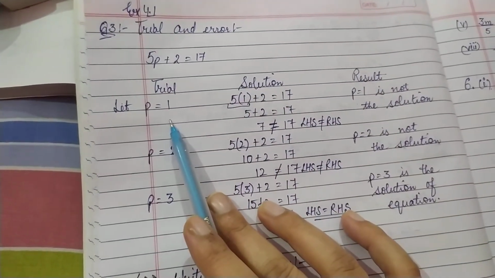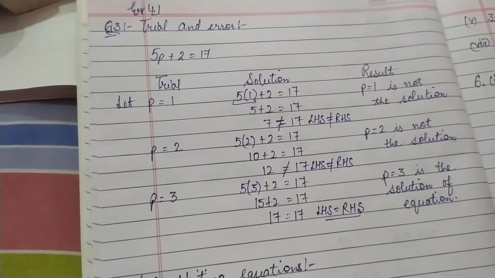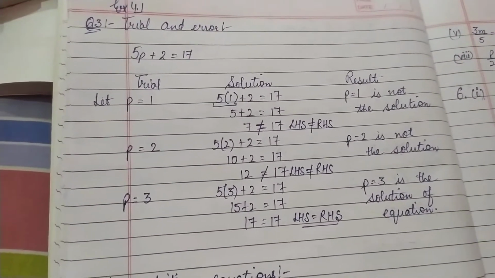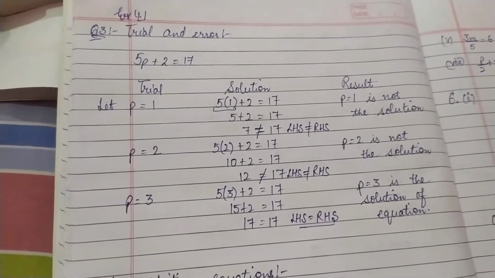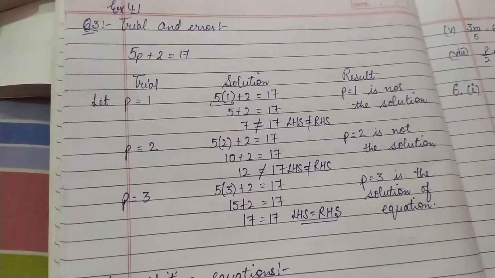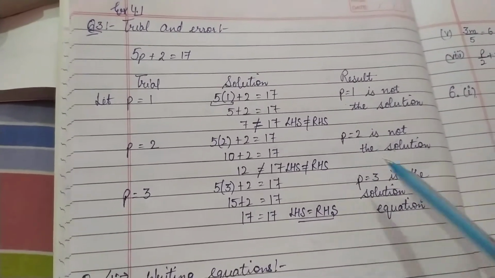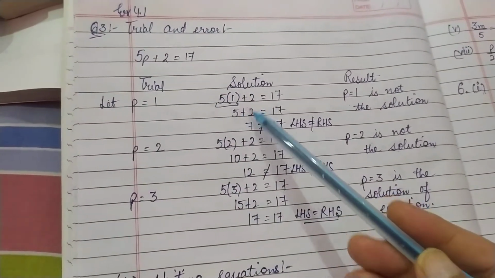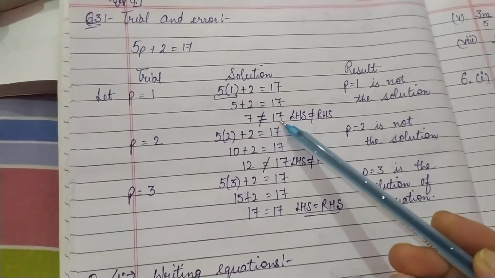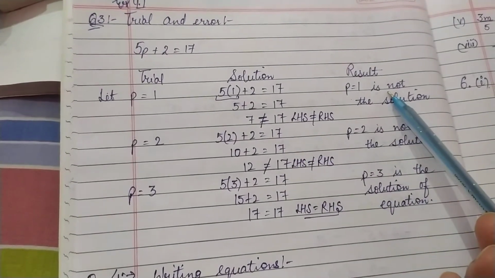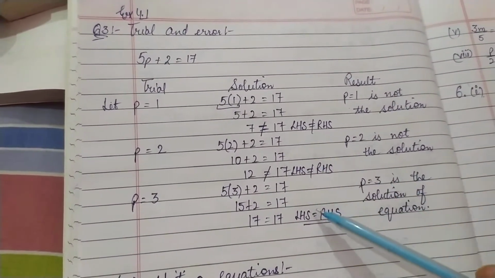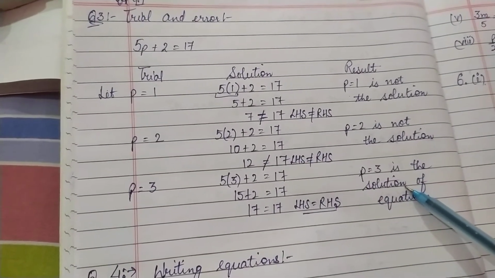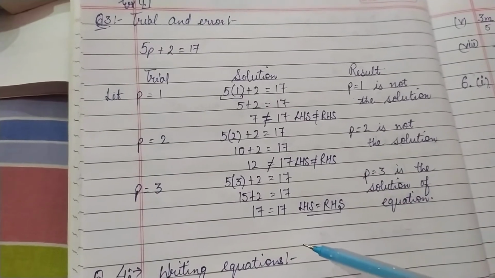As if I have taken the value of p as 1, then we have to solve the equation and see whether the result is the solution or not. It will be seen in the same way as you have done earlier. Whatever value you suppose, you need to put it in the equation. 5 into 1 is 5, 5 plus 2 is 7. 7 and 17 are not equal, so it is not the solution. Whenever you find the left hand side and right hand side both equal, that will be the solution of the equation. This is called the trial and error method.